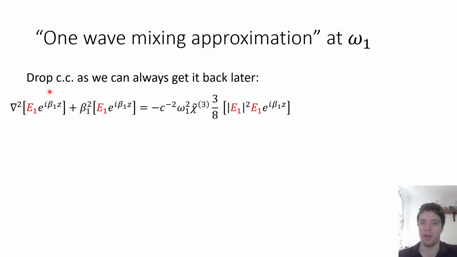First of all, we're just going to drop the complex conjugate for now, because we can always get it back later if we correctly solve for this complex number E1. It's just a matter of conjugating the result in order to get E1 star, from which we can then recover the actual E field. Okay, so how do we actually solve this equation here?